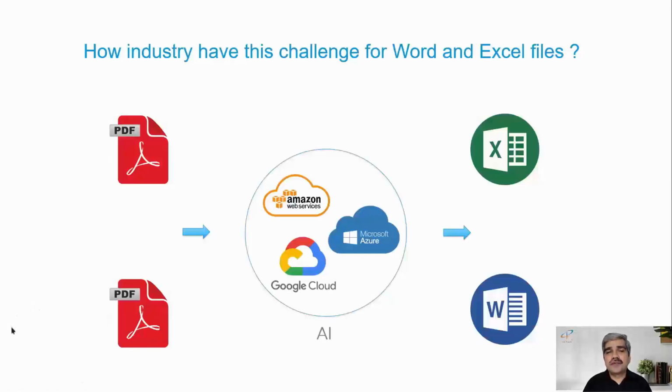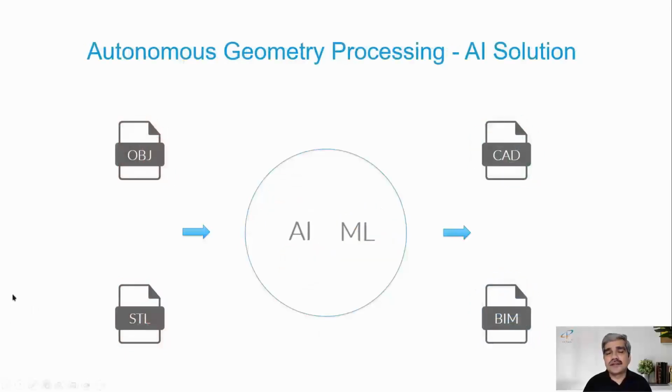So to solve the problem of converting mesh format or geometry data in OBJ or STL into a CAD or BIM parametric format, we decided to do some research. We worked on this problem and created an AI and ML solution, which has now become a technology offering for anyone to use. That's what we're calling autonomous geometry processing. We have done two things here. We have automated the workflow and we have also added intelligence. So automation plus intelligence is what we're calling autonomous in this context.